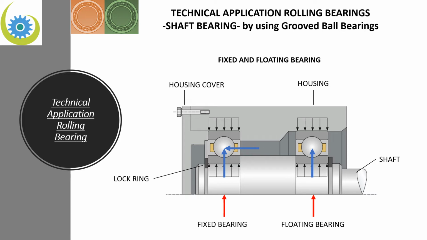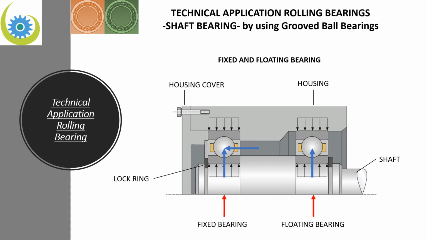To ensure that the fixed bearing fulfills the task of supporting radial and axial loads, we have to fix the outer and inner ring of our groove ball bearing in axial direction by, in this case, a lock ring, and the outer ring we must also fix in axial direction by using the housing cover.